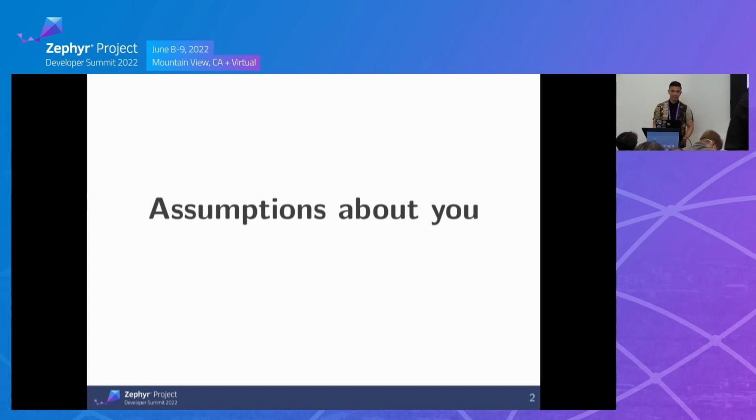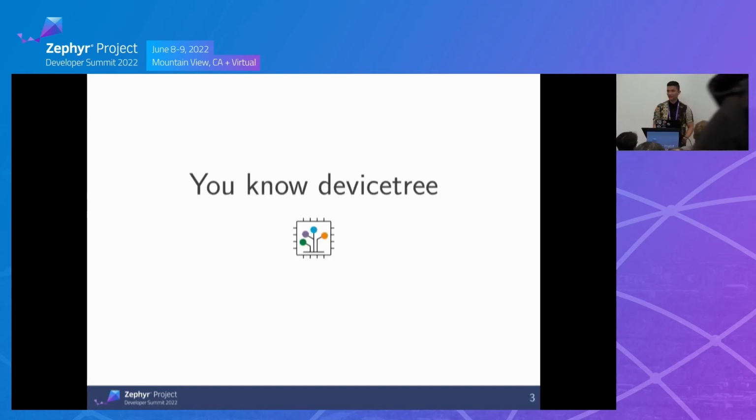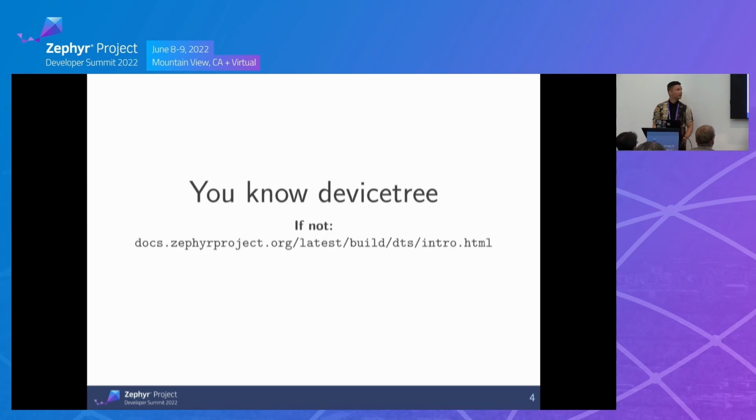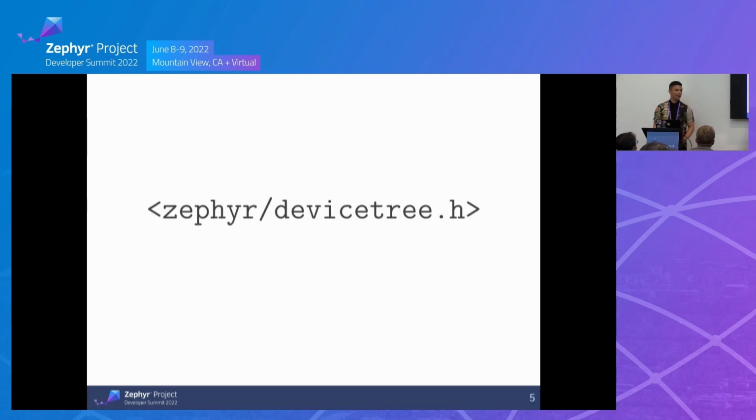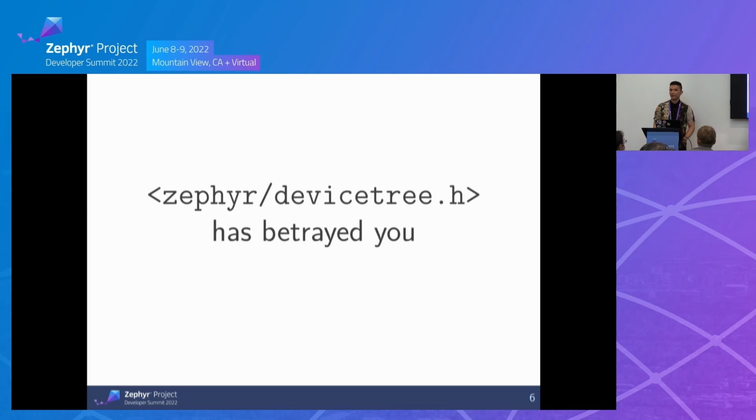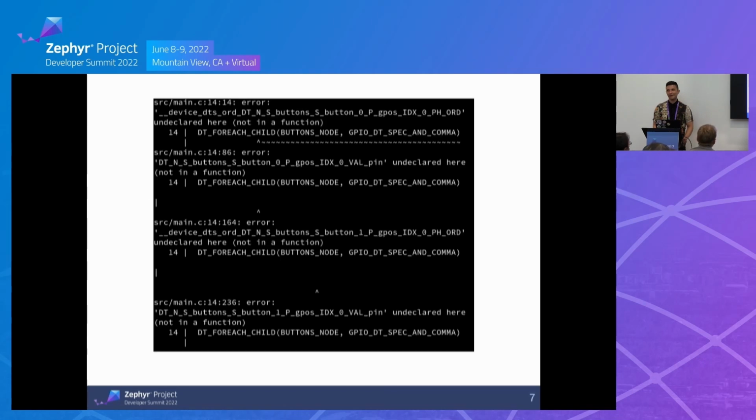Here are a few things that I hope are true about you. The first one is that you know Devicetree, the language, a little bit. There are places to start if you do not. Second is that you have taken a look at the Zephyr devicetree.h API. Maybe you've used it or one of the APIs that are derived from it. And the third is that maybe it didn't go exactly the way that you planned. Sometimes the error messages are a little confusing.